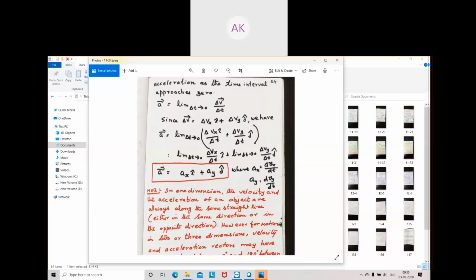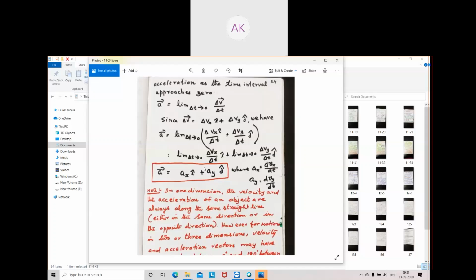What is the average acceleration? We put a bar here and write ax bar i cap plus ay bar j cap. But ax here is not dvx by dt; it is delta vx by delta t. And ay is delta vy by delta t, since we are not giving the time limit in average acceleration. So there it is ay bar and ax bar, delta vx by delta t and delta vy by delta t. I think you understood the difference between instantaneous acceleration and average acceleration.